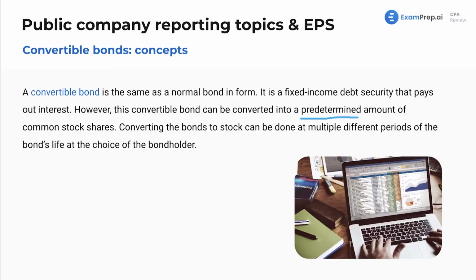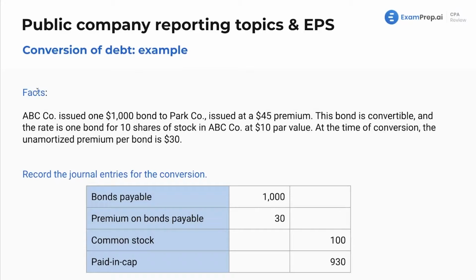That's why it's important. Well, let's see an example of converting that debt to common stock, right? So we have a convertible bond, and we're converting it to common stock. Conversion of debt. Let's see what we've got. ABC Company issued one $1,000 bond to Park Company, issued at a $45 premium.